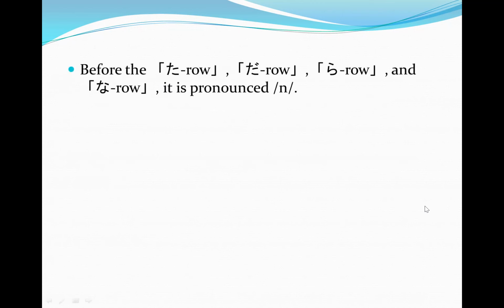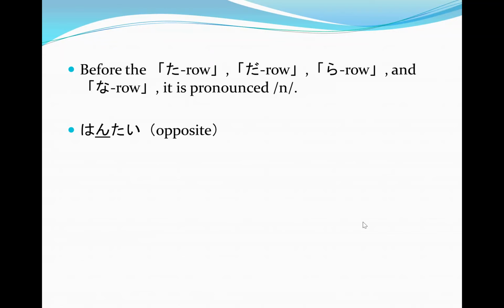Okay, so before the ta, da, ra, and na rows, it is pronounced as "n". I hope you still remember the other sounds that are under the ta row: ta, da, ra, and na rows. All right, so let's begin. Example. In Japanese, opposite is hantai. Again, hantai. Since the "n" appears before the ta, it is pronounced as "n".